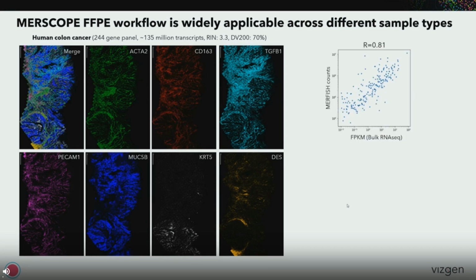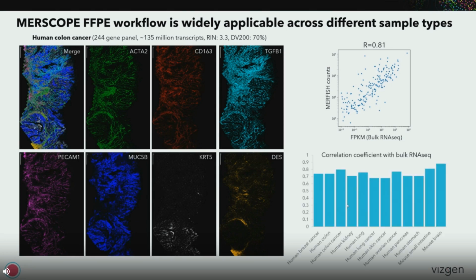We also benchmarked performance versus bulk RNA sequencing. And as you can see here, each individual gene is indicated by a blue dot here, and the y-axis is the MERFISH counts, and the x-axis is FPKM values. And you can see the correlation coefficient of 0.81 here.